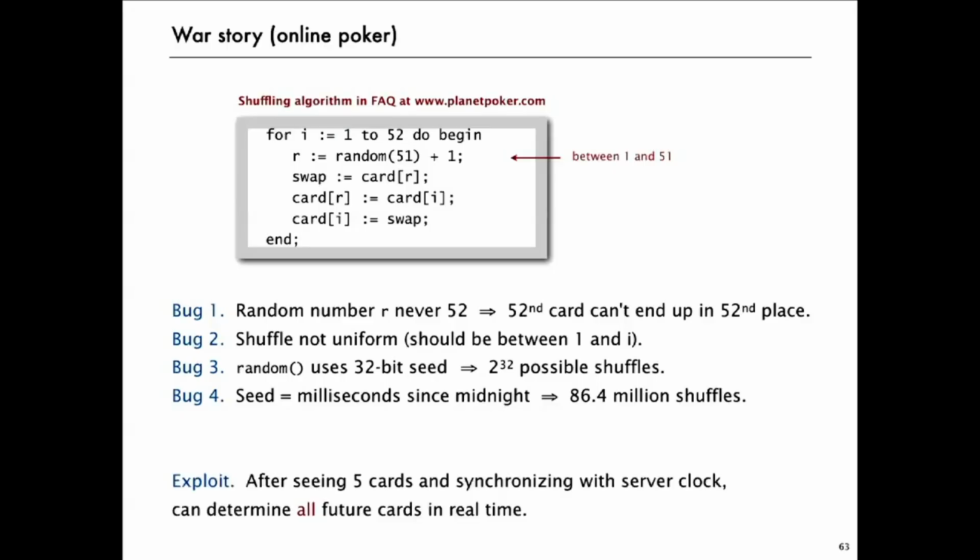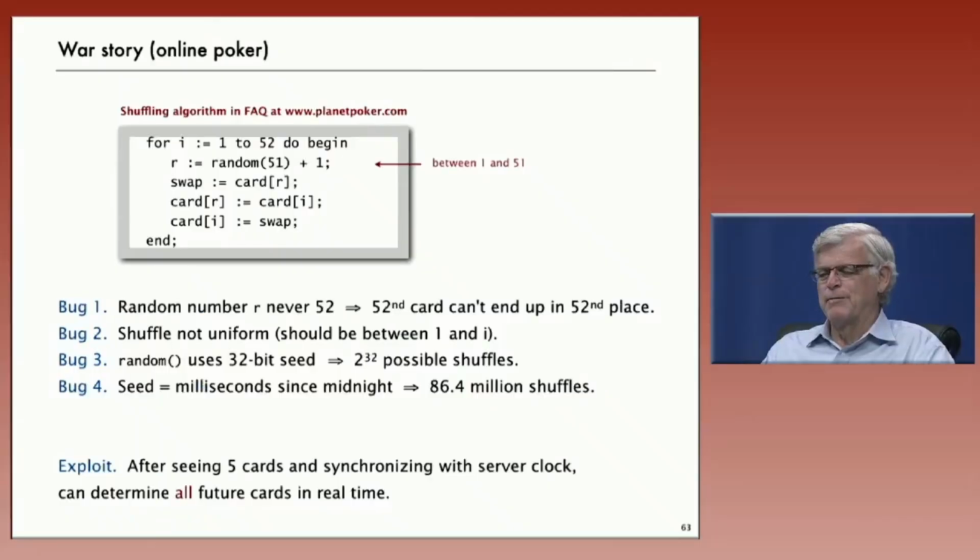And in fact, it didn't take that much hacking for someone to realize that after seeing 5 cards and figuring out what the server clock was doing, you could get all the future cards in real time in a program. And that's a pretty tough thing to have happen if you're implementing online poker. You might want to make sure that if you're advertising that you're doing a random shuffle, that you go ahead and do so.